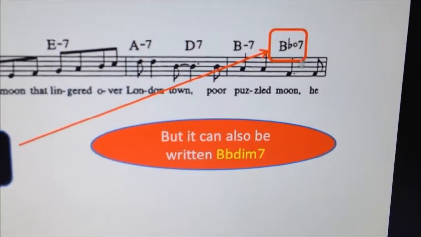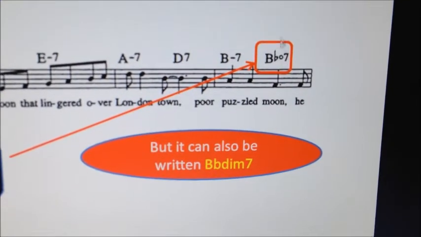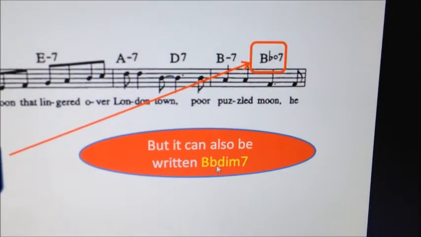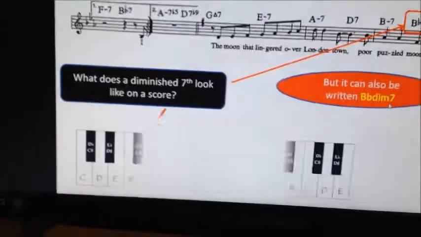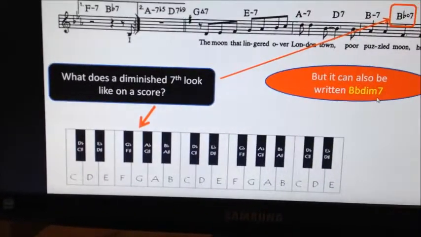Okay, what does this say? But it can also be written B flat dim seventh. So there's two ways of writing it. Little circle 7 or B flat dim, short for diminished seventh. What's happening on the keyboard then? So let's start with the B flat.